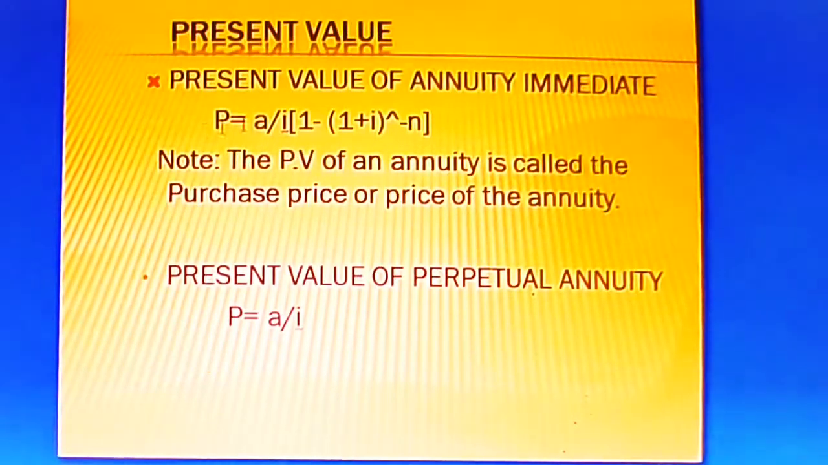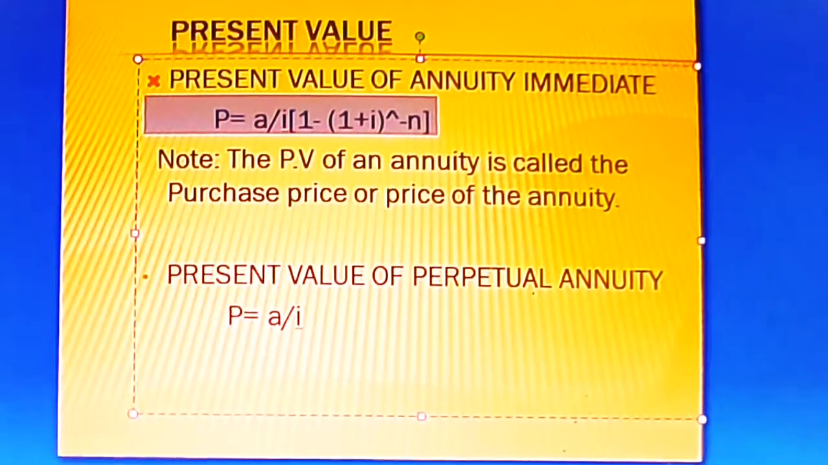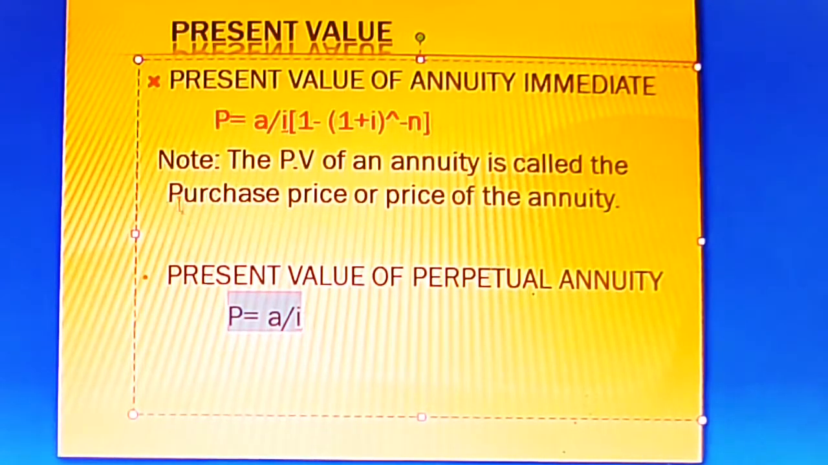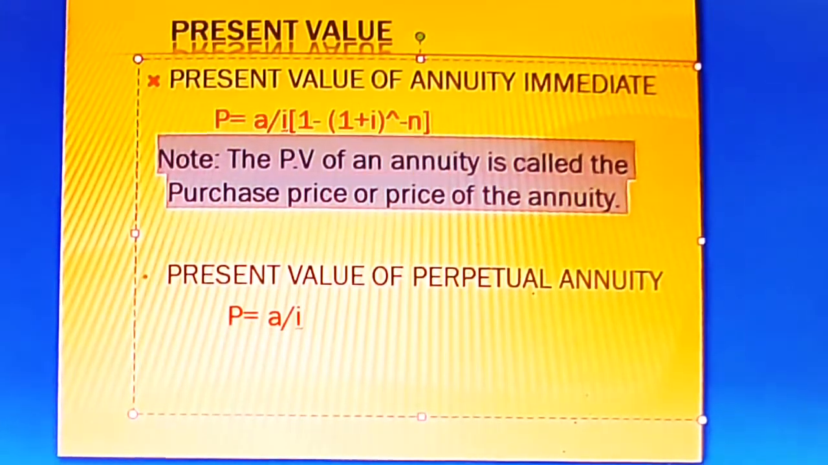Okay, the two important formulas you have to remember: the present value of annuity immediate is P is equal to A by I times 1 minus (1 plus I) the whole raised to the power negative n, and then the present value of perpetual annuity. Perpetual annuity means what? The amount, the payment, will be continuing forever, right? P is equal to A by I.